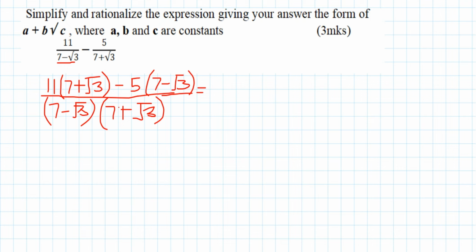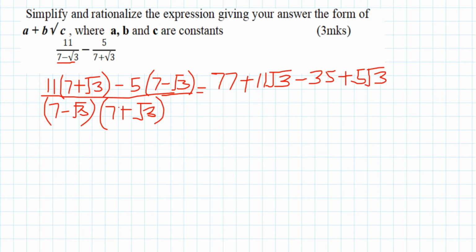So in the numerator, we start by multiplying the first bracket. 11 times 7 is going to give us 77. And then plus 11 times root 3 is going to give us 11 root 3. And then we take away the second bracket, which is going to be 5 times 7, which is going to give us 35 negative. And then negative 5 multiplied by negative root 3 is going to give us positive 5 root 3.